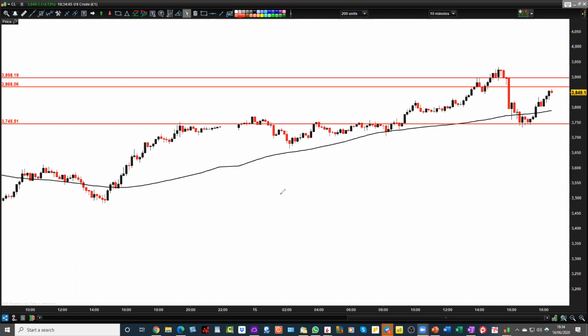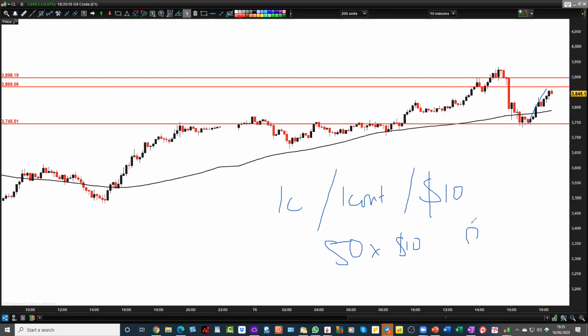So for every 1 cent move in oil, for one contract, it's $10. So when you graduate to the futures market, this move here, you've got a 50 cent move times $10. So this is a $500 move.